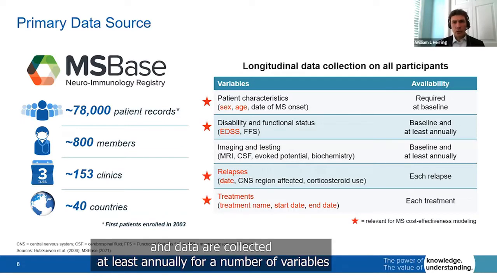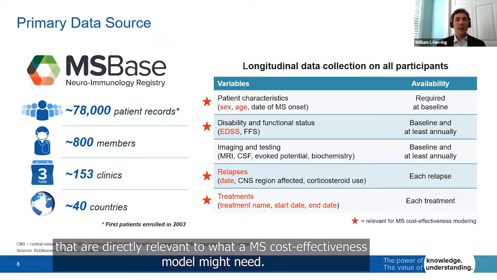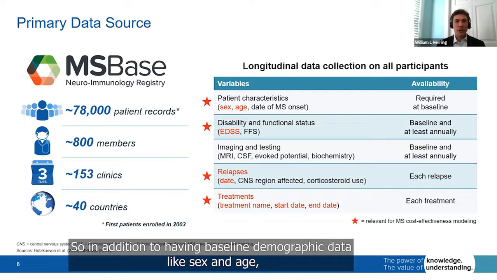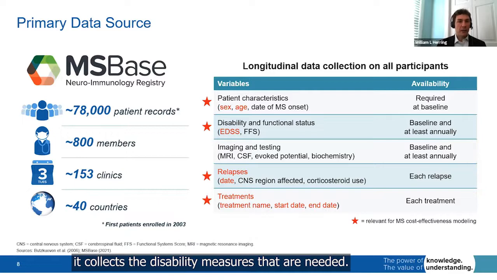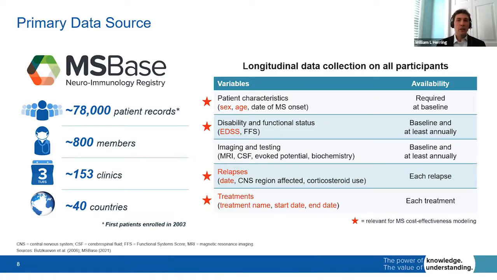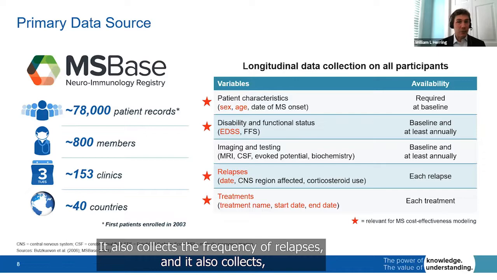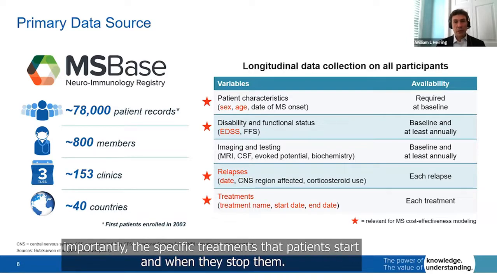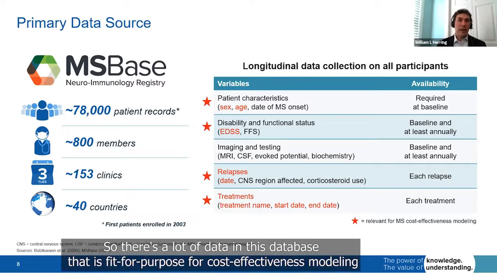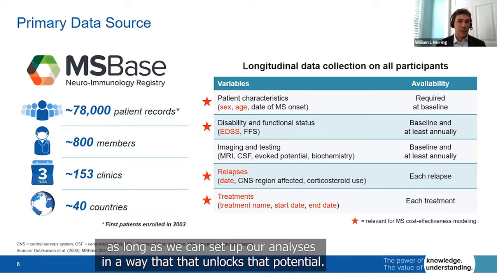And data are collected at least annually for a number of variables that are directly relevant to what an MS cost effectiveness model might need. So in addition to baseline demographic data like sex and age, it collects the disability measures that are needed. It also collects the frequency of relapses, and importantly, the specific treatments that patients start and when they stop them. So there's a lot of data in this database that is fit for purpose for cost effectiveness modeling, as long as we can set up our analyses in a way that unlocks that potential.